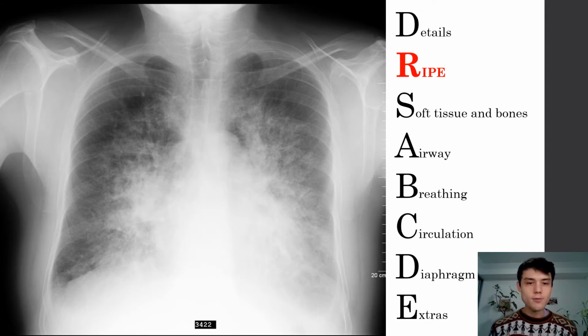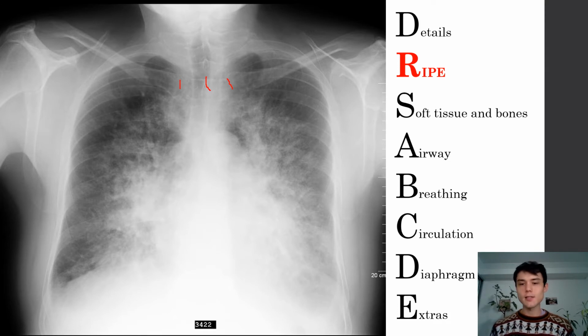RIPE, R for rotation, we see that the distance between the spinous process and the clavicular heads is roughly the same. I for inspiration, we see a good amount of inspiration here. P for picture, I've commented it's a PA X-ray, and we can see the full chest.